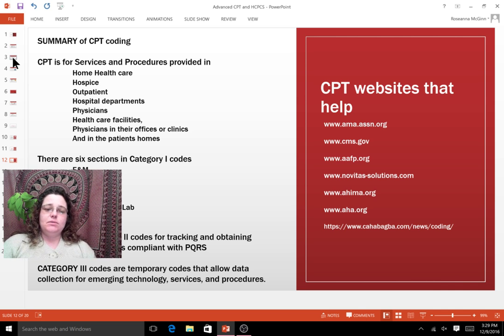So then there's also some CPT websites that are helpful. The AMA, CMS, AAFP, Novitas Solutions, HIMA, AHA, and CAHIBA. Okay, they're all very helpful, so save those. Because when you start coding, you won't know what you need until you need it. That's why it's so hard a topic for a lot of people to teach, is that there's so many different areas and not everybody knows everyone, and it really doesn't matter. As long as you're good at reading and you know where the sources are, you can do it.